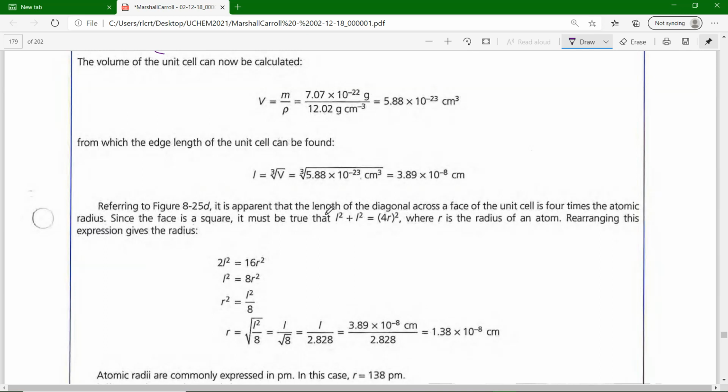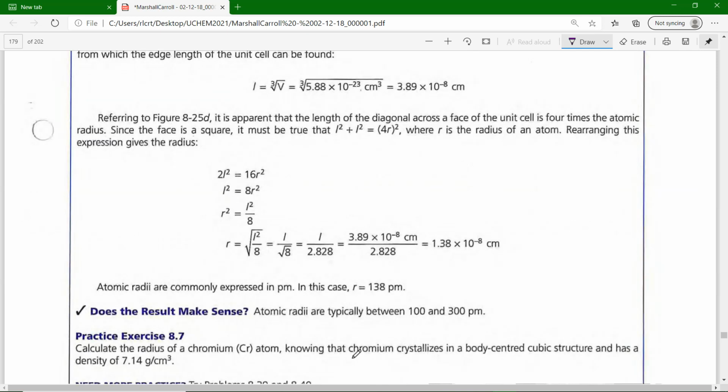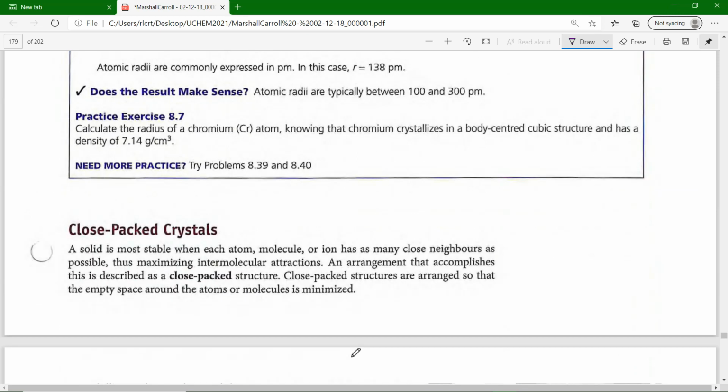If you want, there's the proof using the Pythagorean theorem of how I got that. The R is L divided by 2.828. Okay. Let's try this one here.